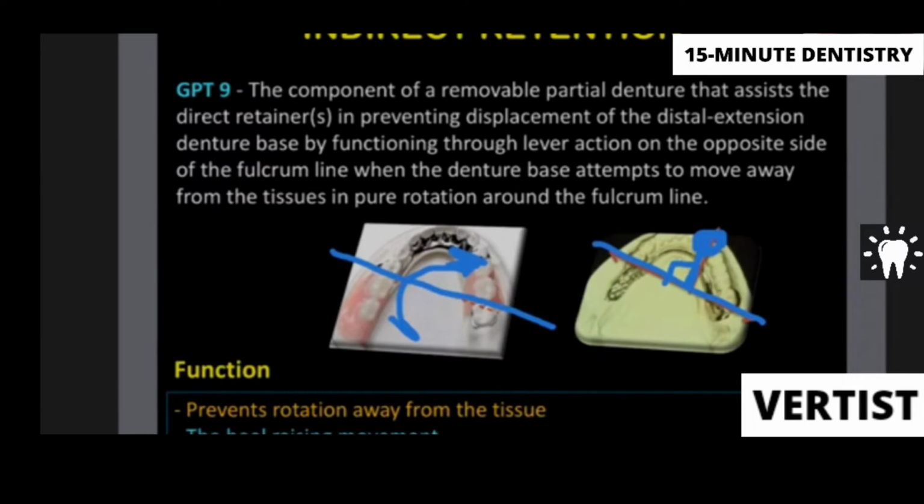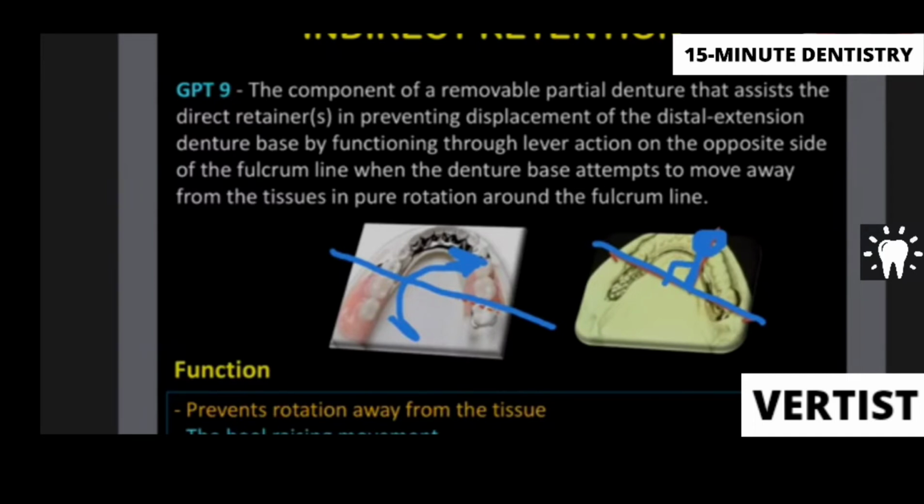the partial denture. So the sinking in of the denture base and this kind of heel raising movement is going to be prevented by your indirect retainer. And it functions with a class 2 lever. That means it transfers the class 1 to the class 2 lever, and this class 2 lever is going to prevent the movement of your partial denture.